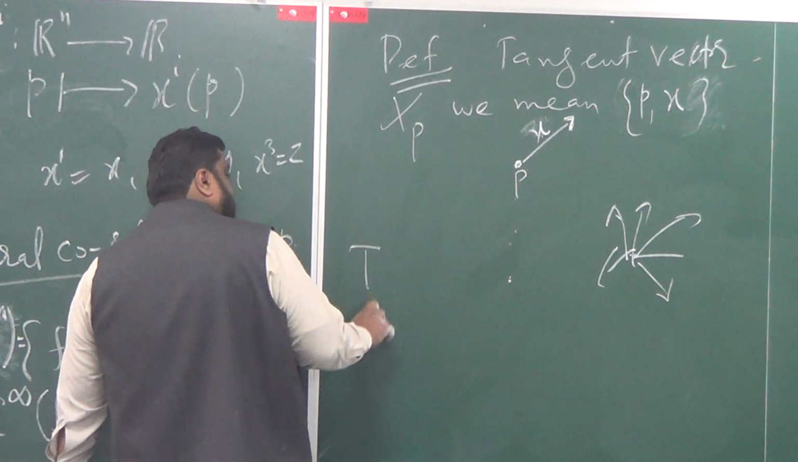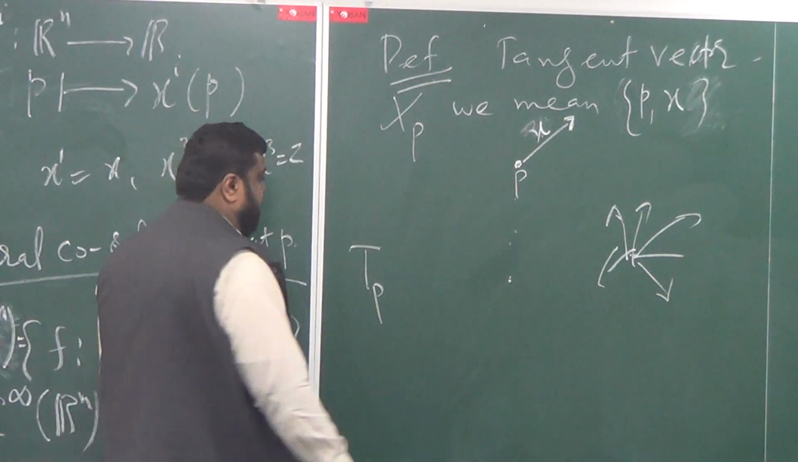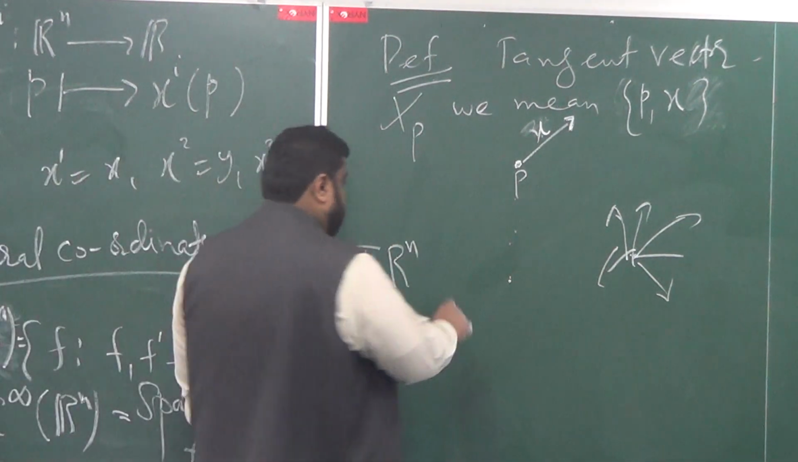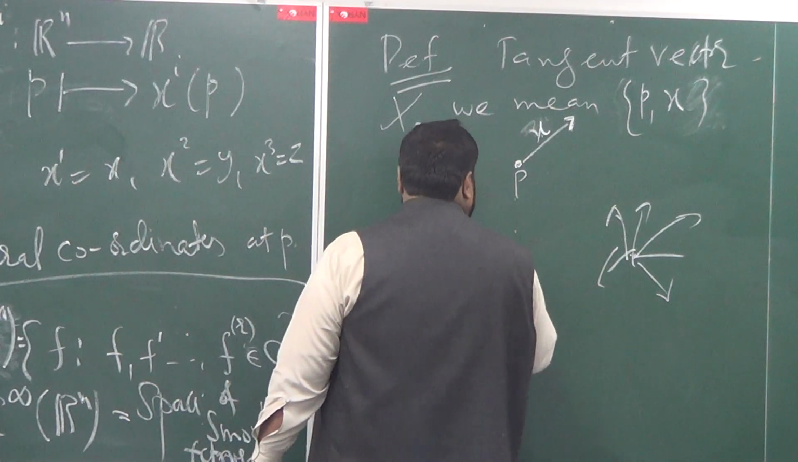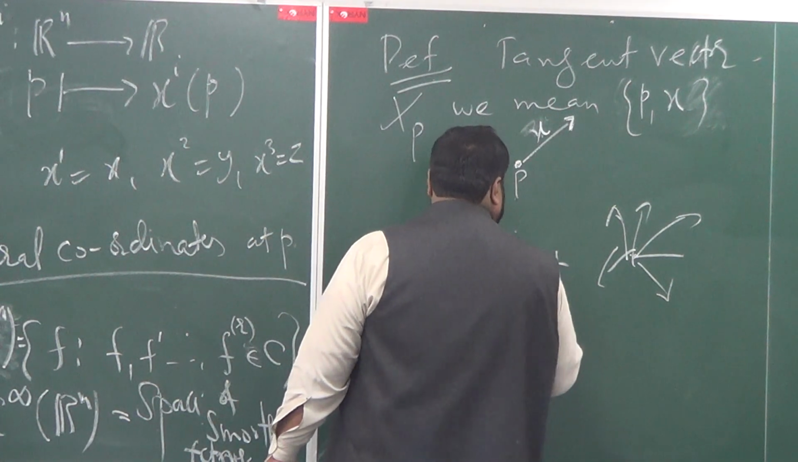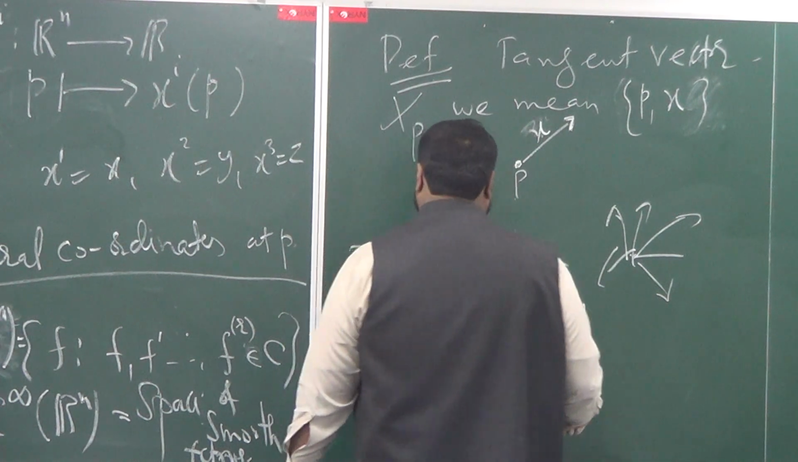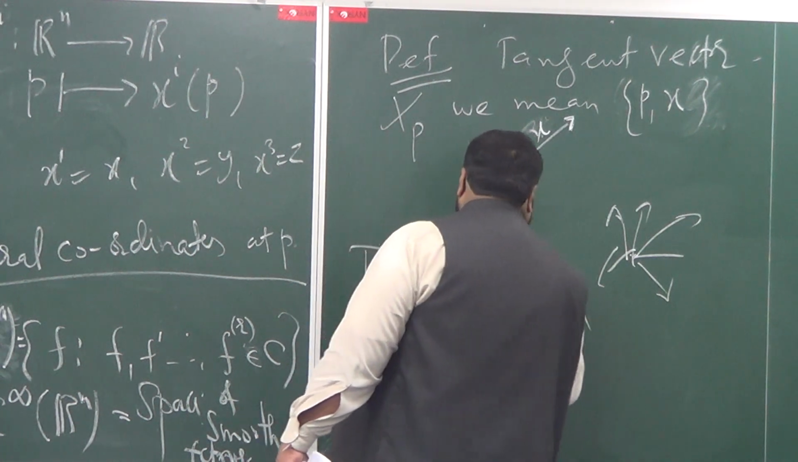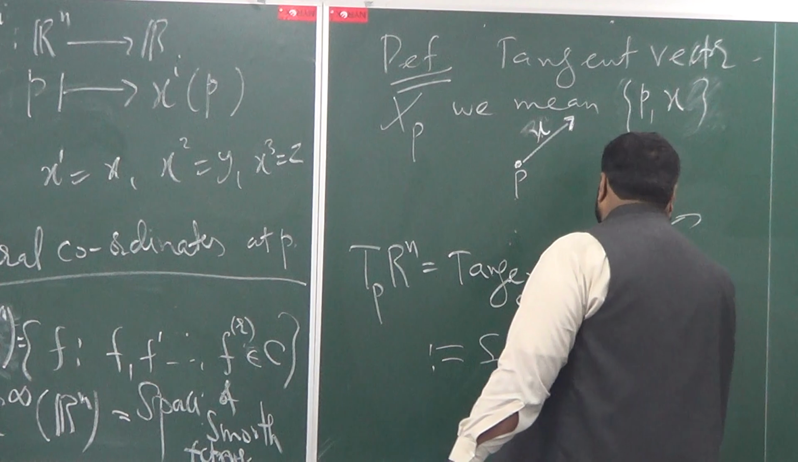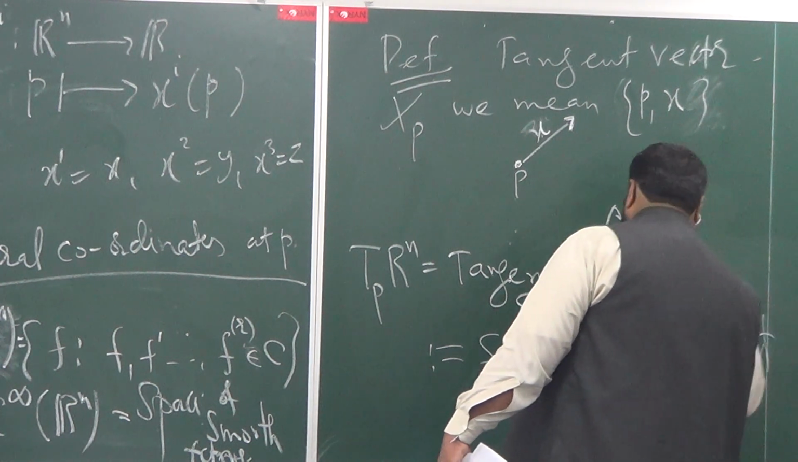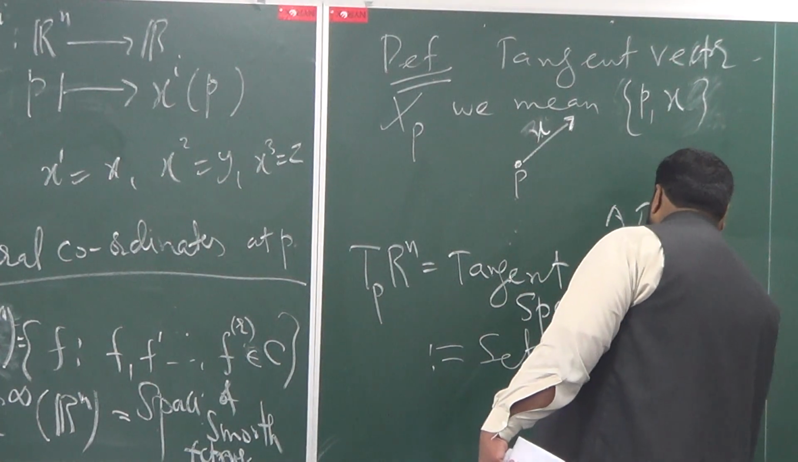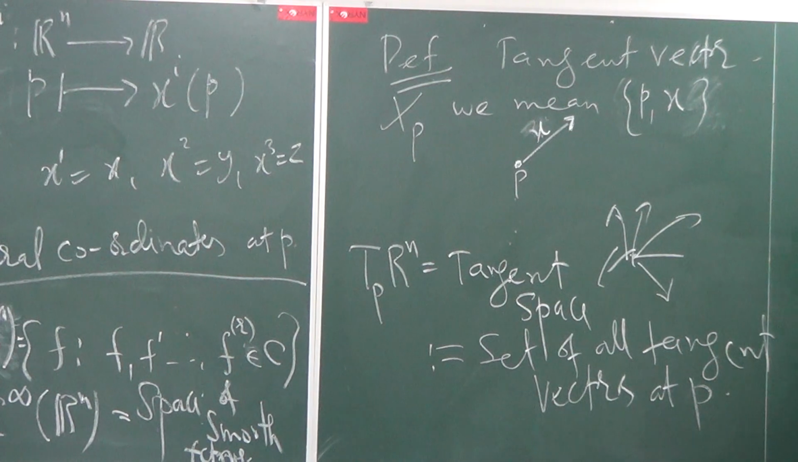So I'm going to denote T_P R^n, okay, as the tangent space. And what does it mean by this? It's the set of all tangent vectors at P, attached to P. So I guess it's a collection of all its P's actually.